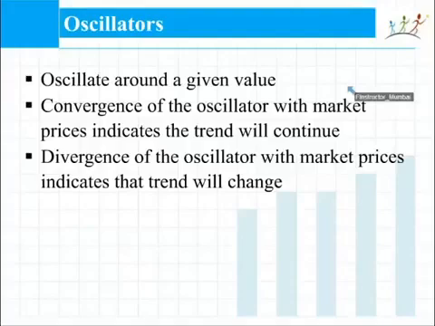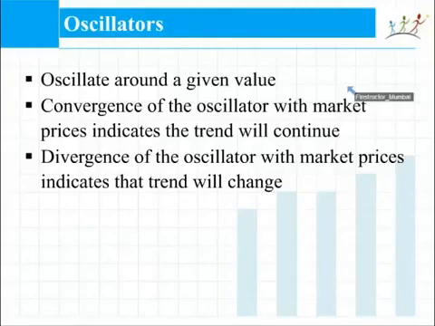Now this is the most complicated part of the technical analysis portion. It deals with a type of indicators called oscillators. Oscillators are technical indicators that oscillate around a particular value, 0 or 100 or 1. So they are expected to be around that value.